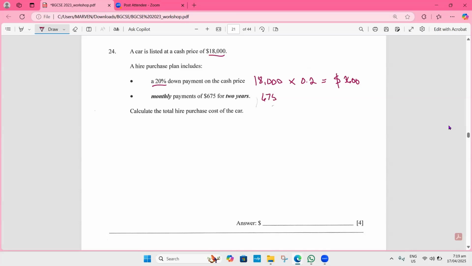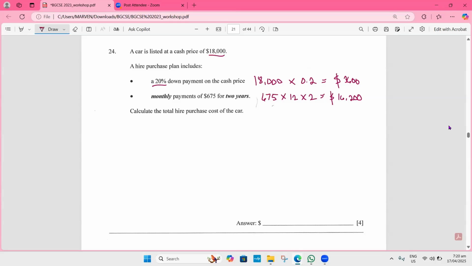And then for the monthly payment, 675. You're going to pay monthly; in a year that is 12 months, and in 2 years, times 2. So it's 675 times 12 times 2, or 675 times 24. That's the monthly payment for 2 years. So this will give you how much? Can you double check? It's 16,200.